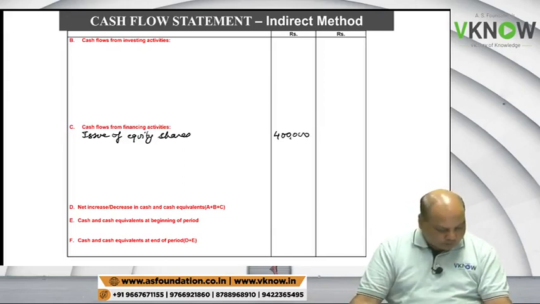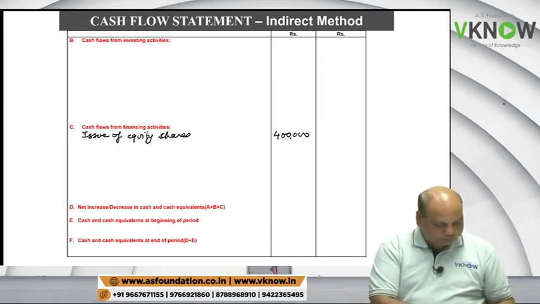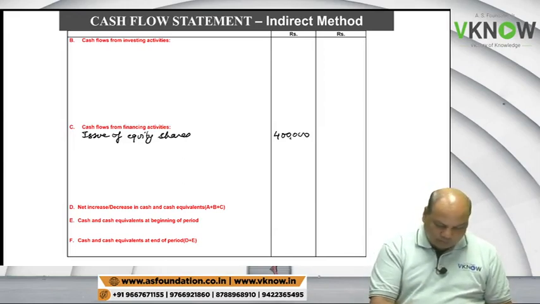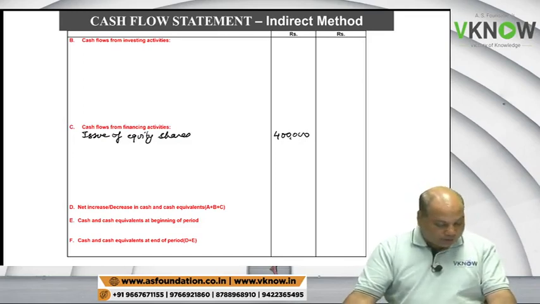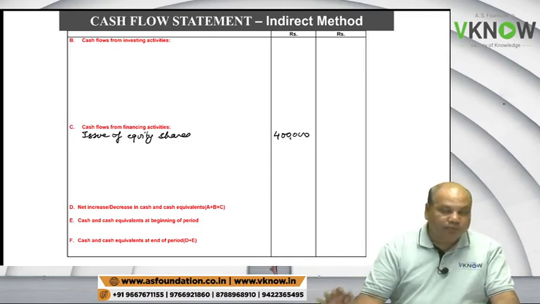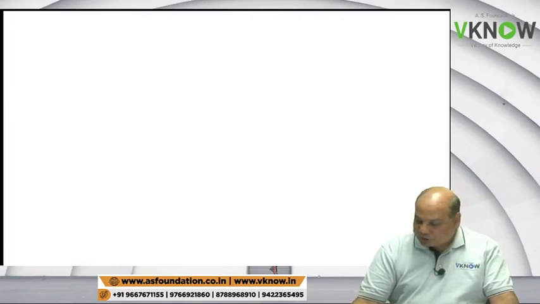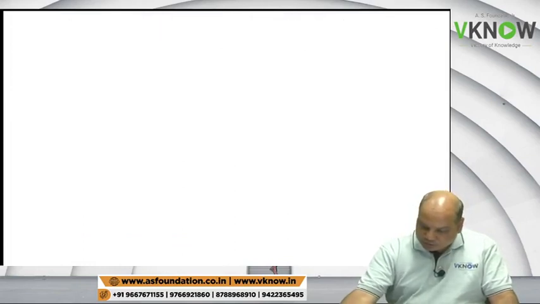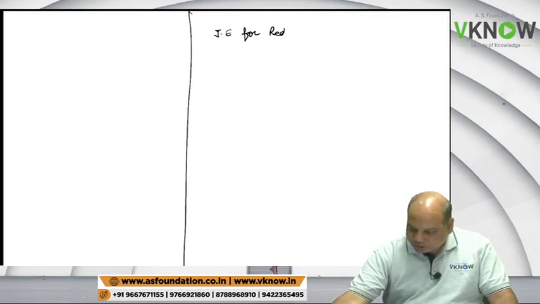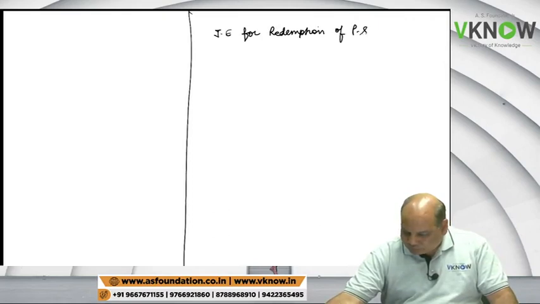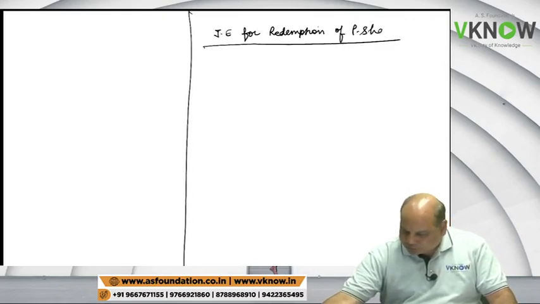Then we have preference share. From 4 lakh it has become 2 lakh 80,000. And there is an adjustment number E. Preference shares were redeemed at 5% premium. So understand what journal entry they must have passed: journal entry for redemption of preference shares.